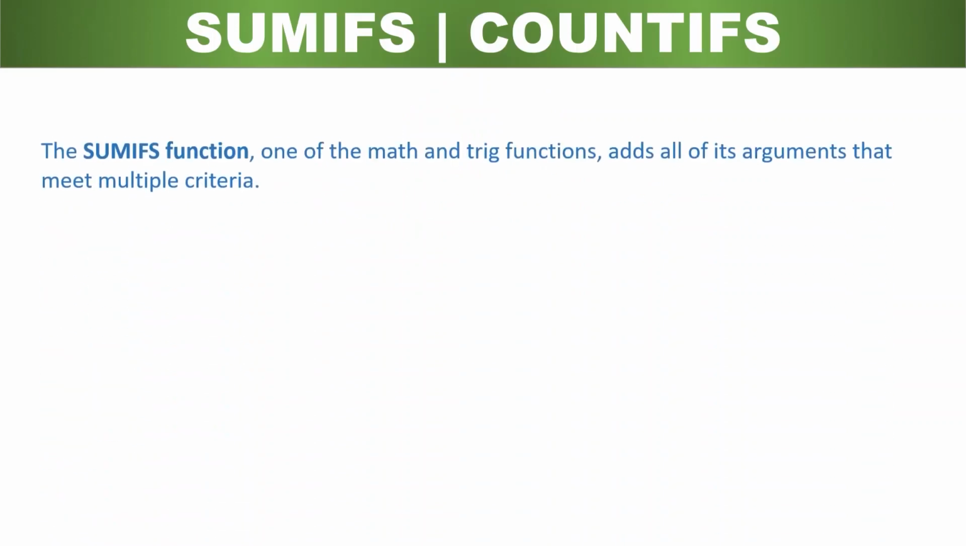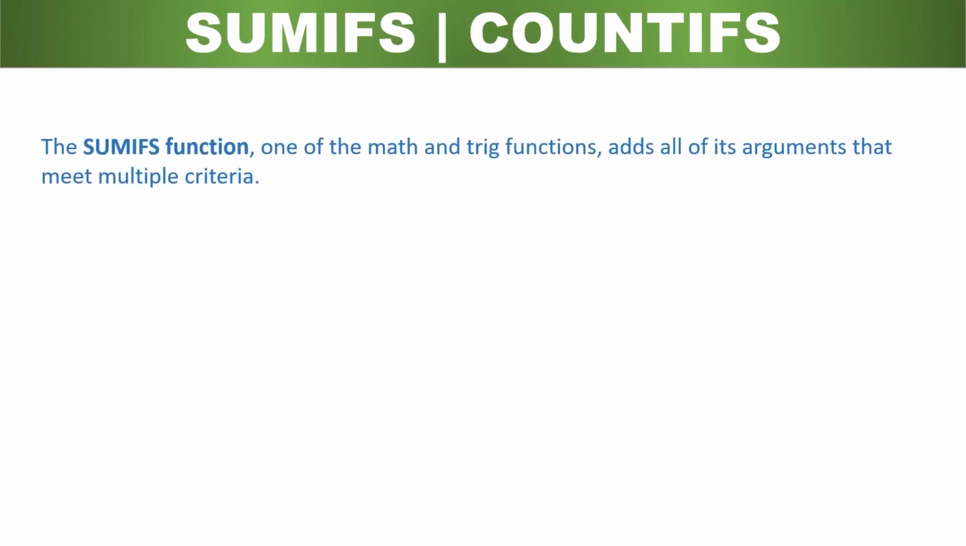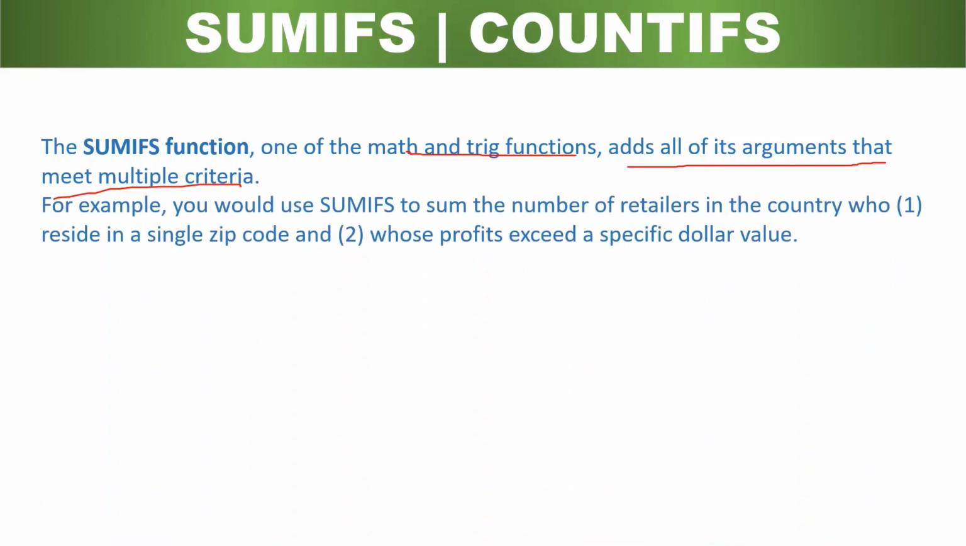How does it do that? For example, what is the SUMIFs function? It is one of the math and trigonometry functions, and it adds all of its arguments that meet multiple criteria. For example, you would use SUMIFs to sum the number of retailers in the country who reside in a single zip code and whose profit exceeds a specific dollar value. So we have these two conditions. You can say criteria or conditions, it is fine. So there are two criteria.